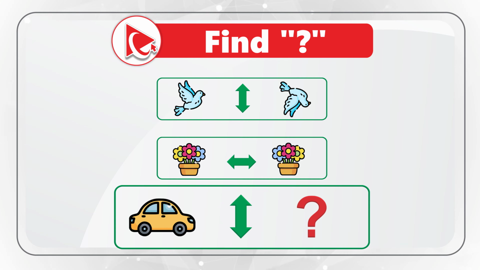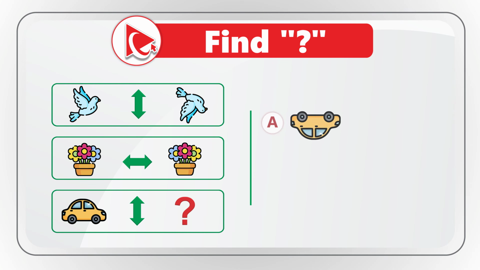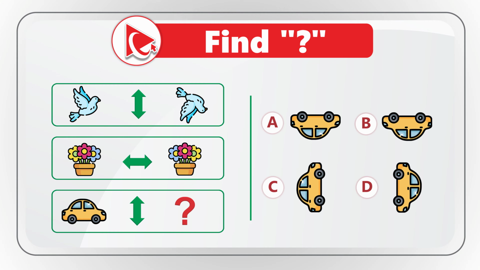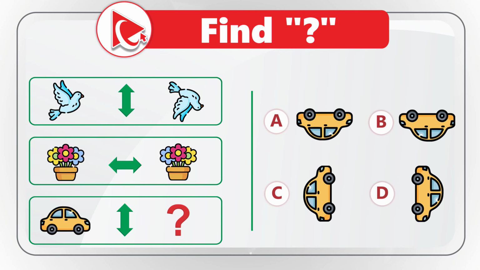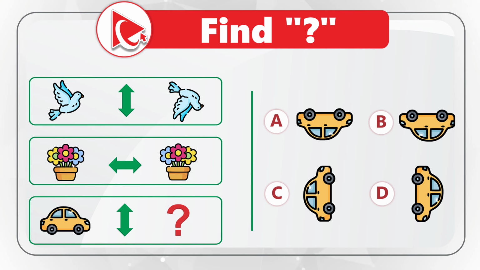Then in the third row, you see the car, the arrow, and then comes the missing item. You need to select the missing item out of 4 possible choices. Choices A, B, C, and D. Take a close look to see if you can come up with the solution. If you can't figure it out, consider pausing this video to see if you can get to the answer.